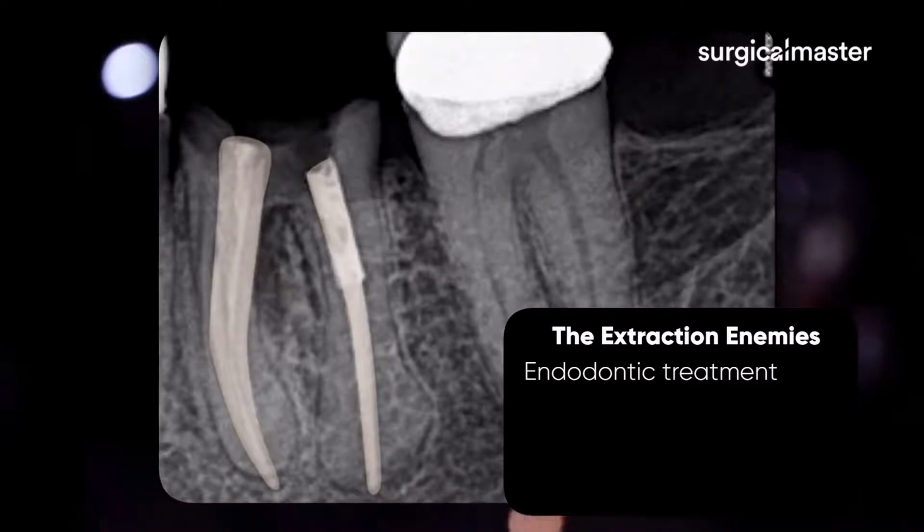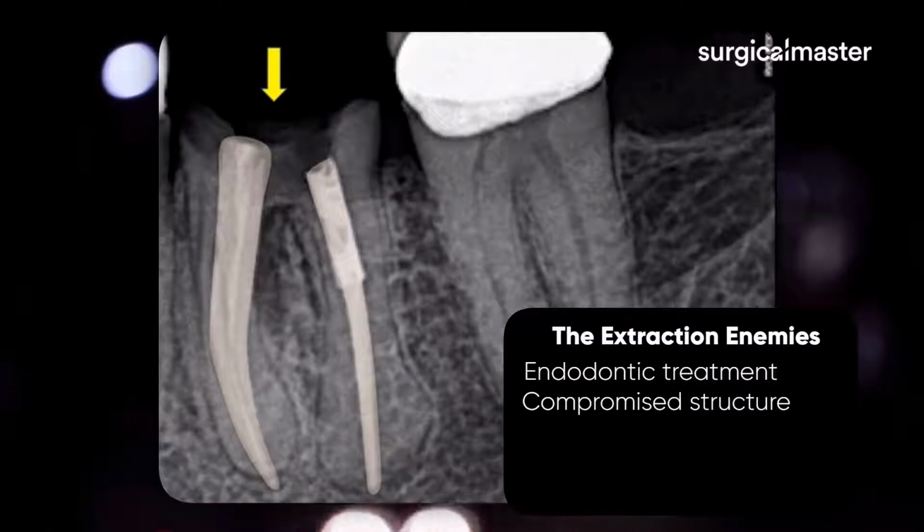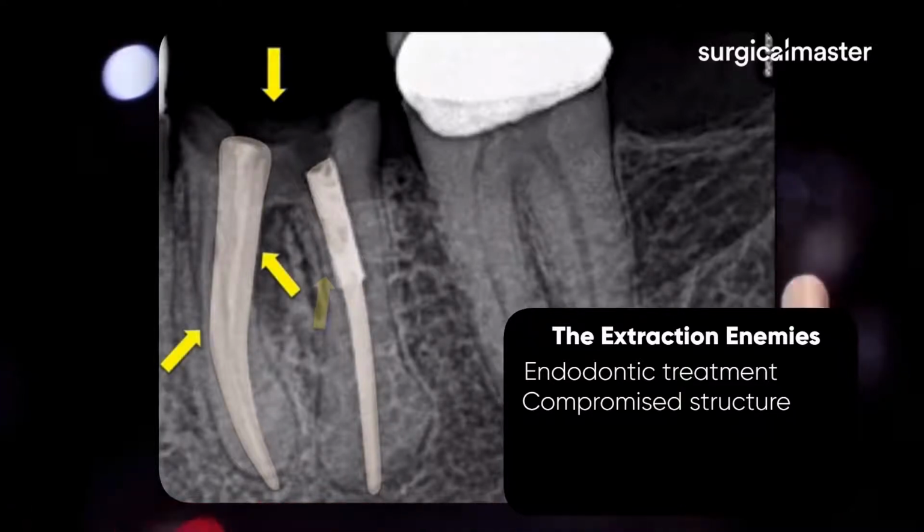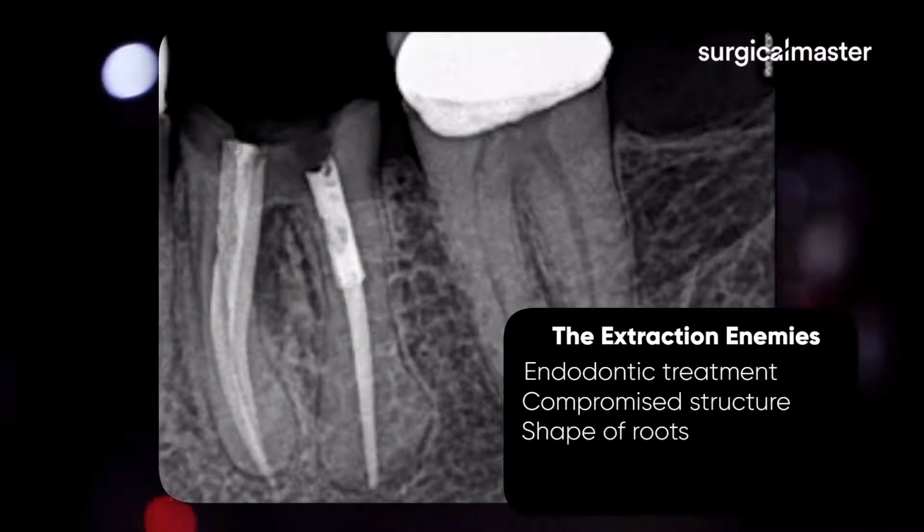The second challenge is that the tooth structure is compromised. First of all, coronally. There's no coronal tooth structure, so you cannot use any type of universal or even specialized forceps. And number 2, the root structure is compromised in certain strategic locations, and how great it is to predict where these roots are going to break before you even start the procedure. The third extraction enemy has to do with the shape of the roots.